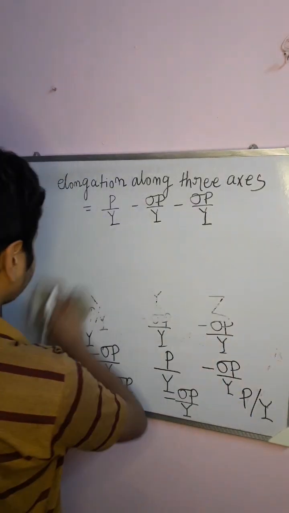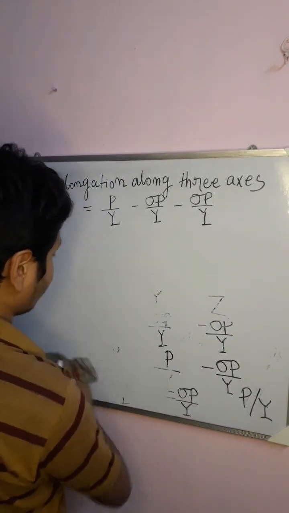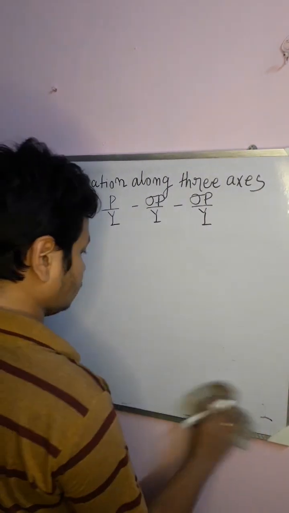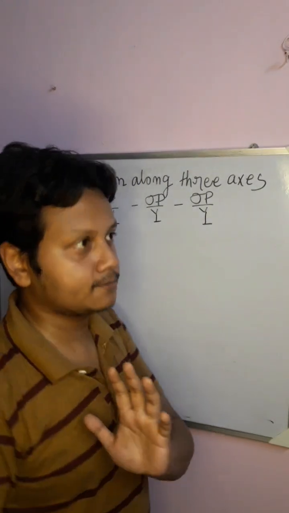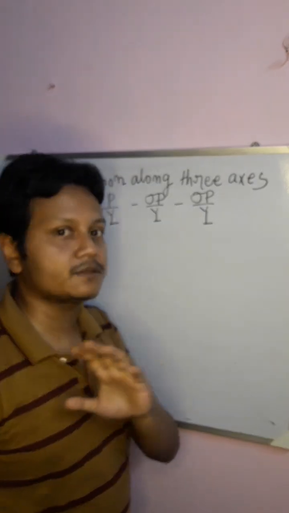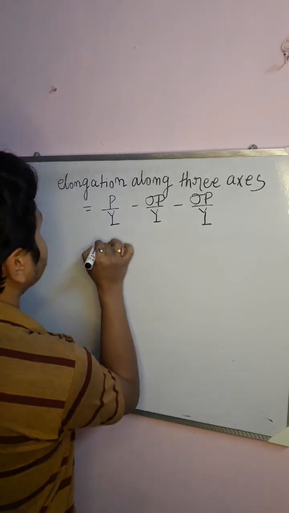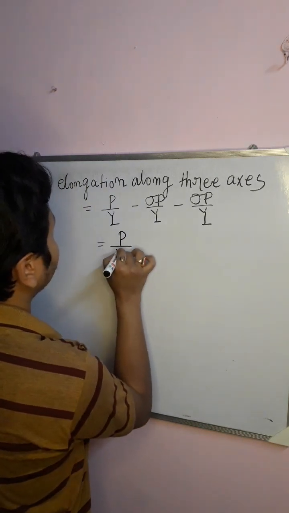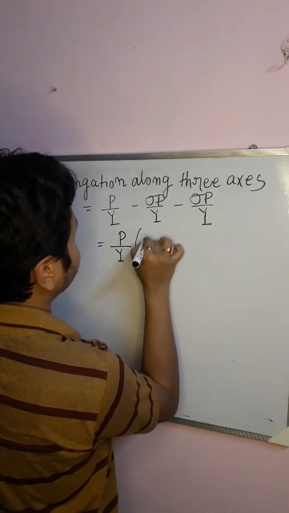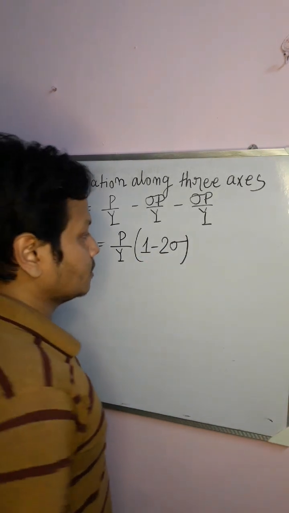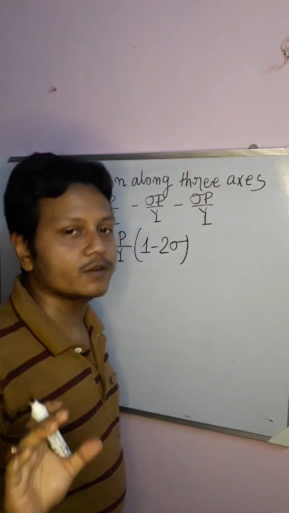Now here I give the minus sign, that is minus sigma p by y, due to the fact that contraction takes place. Here we use a positive sign for elongation and a negative sign for contraction. So this is the net elongation along the three sides. Fine. So we imagine the cube as a unit cube.